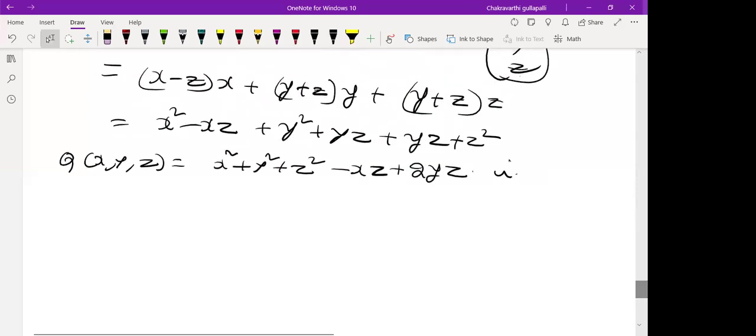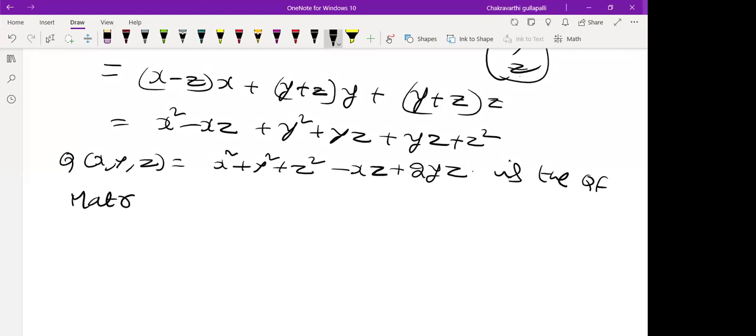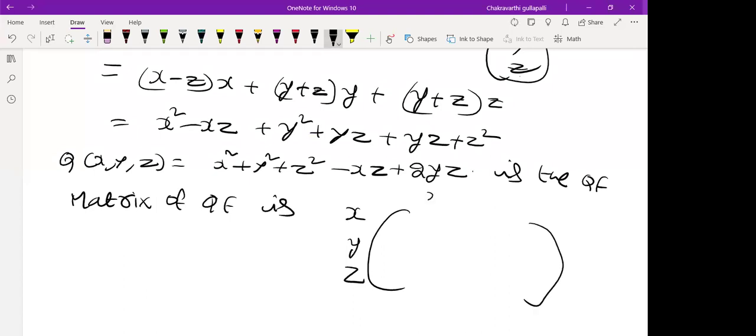So if you are asked to find the quadratic form, this is how you can find it. But we want the matrix of the quadratic form. How to write it? It is a 3 by 3 matrix with x, y, z along the rows and columns. Suppose you are given x1, x2, x3 here; write x1, x2, x3 in the same way. Sometimes this will be given to you. Look at the variables, then write the variables in this form.